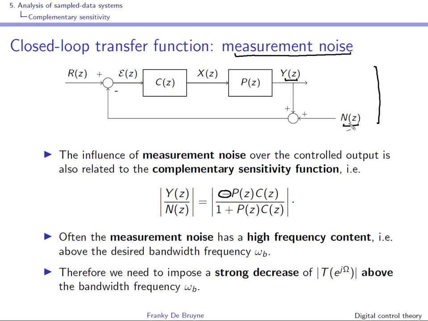So if we look at this measurement noise, we'll see that it has a high frequency content. Well, it's a frequency content that is above the desired bandwidth frequency omega b. So we have to make sure that the complementary sensitivity has a gain that is sufficiently small above the bandwidth frequency. So we need a strong decrease, a strong roll-off of the modulus of T above the bandwidth frequency omega b.